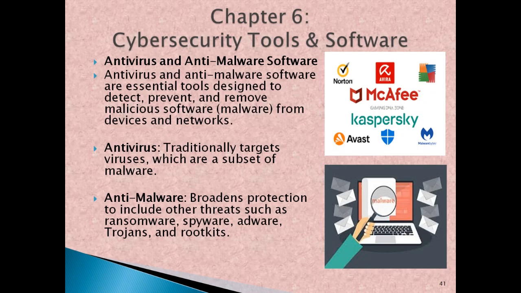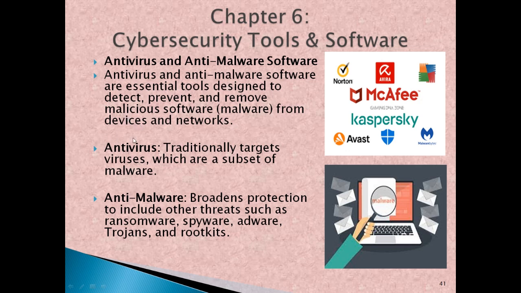Okay, this is chapter 6 of the Cybersecurity Beginner's Guide course. Today, we are going to be dealing with cybersecurity tools and software. So, antivirus and anti-malware software. Antivirus and anti-malware software are essential tools designed to detect, prevent, and remove malicious software, which is malware, from devices and networks.